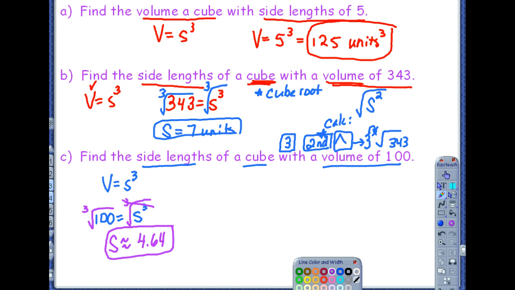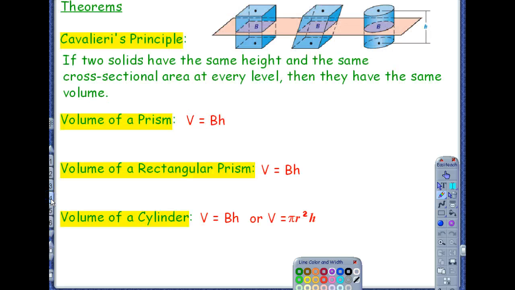All right, now let's get to volume of prisms and cylinders. That's our focus today as well. We have a few theorems that we're going to be talking about, and some of the theorems are really just the formulas that we're going to be using. First of all, this idea of Cavalieri's principle. It says if two solids have the same height and the same cross-sectional area at every level, then they have the same volume. So if you notice up here, what is this first picture a picture of?